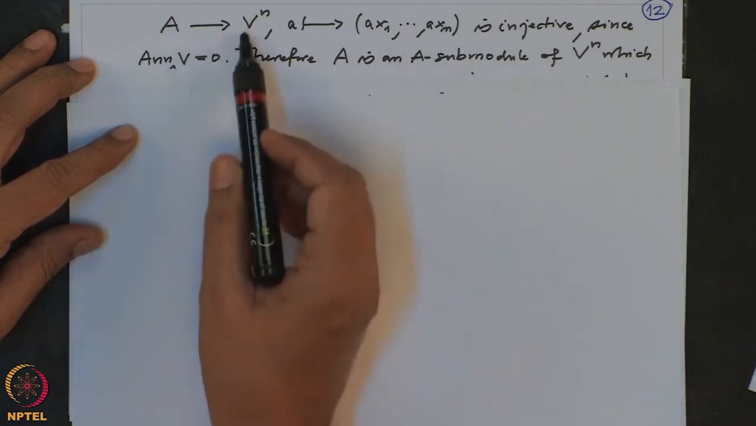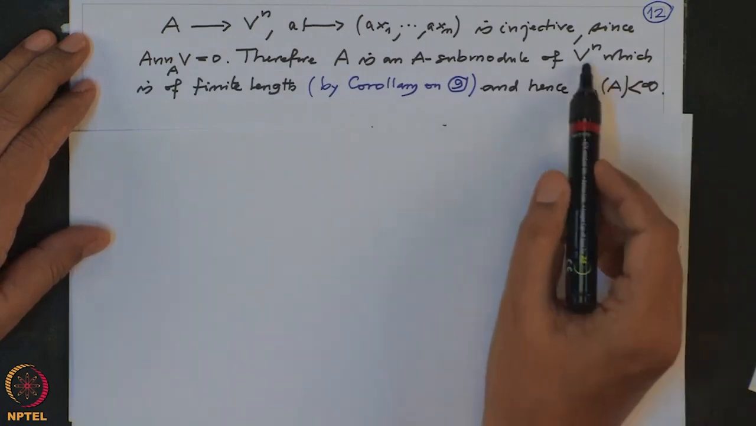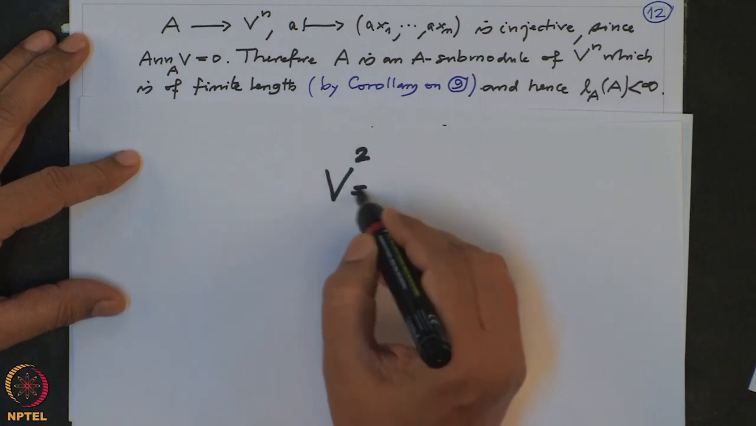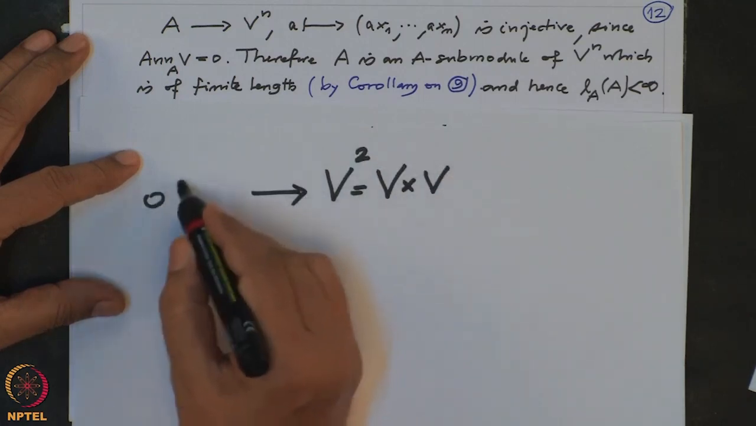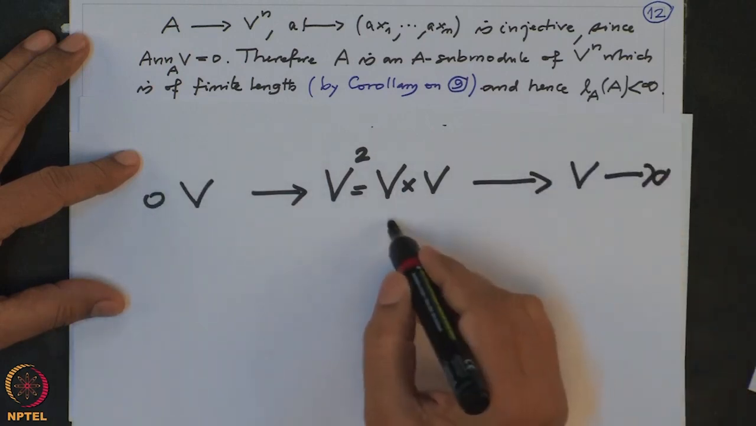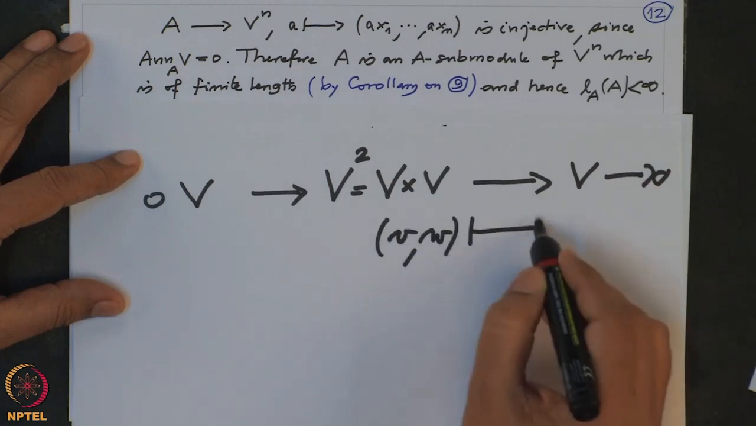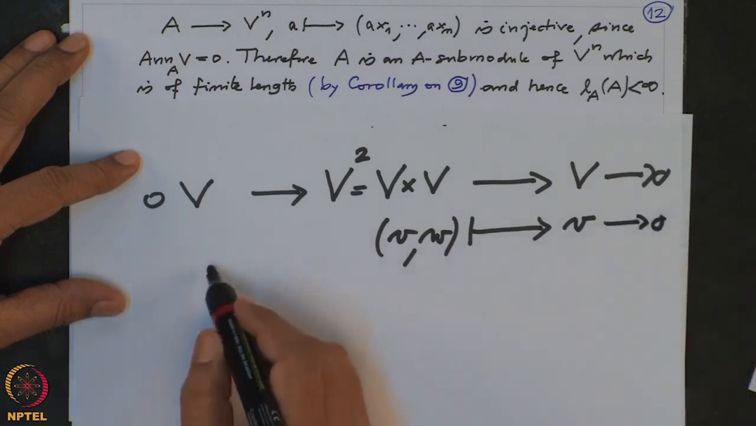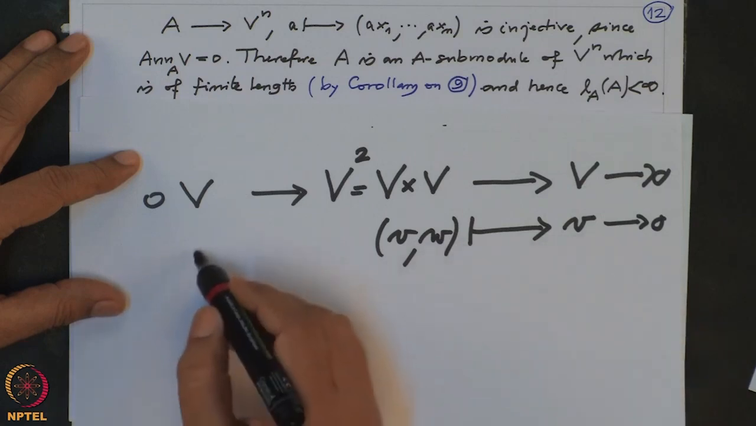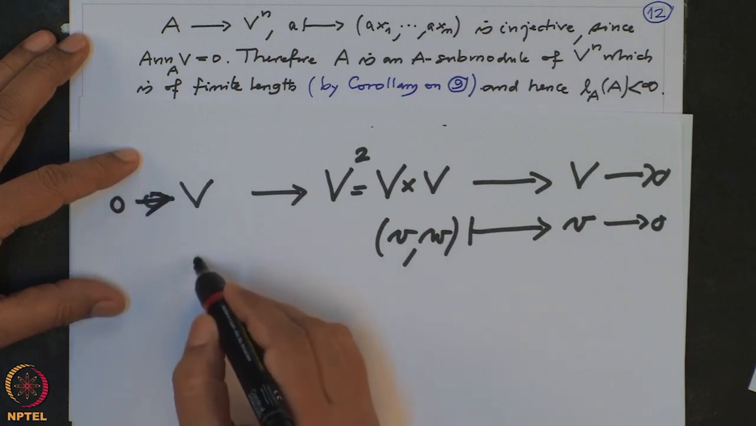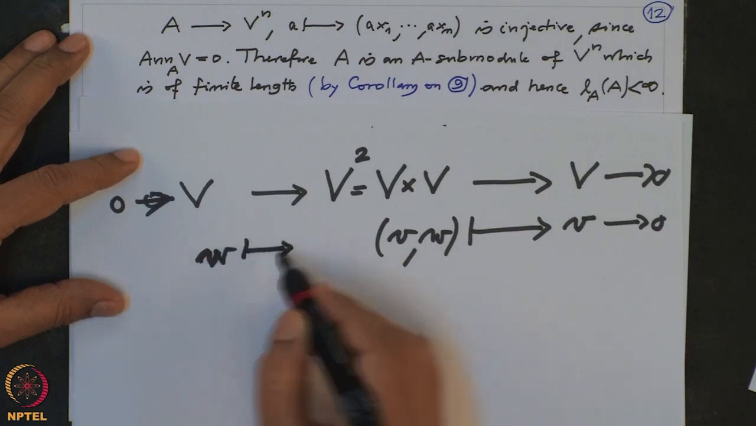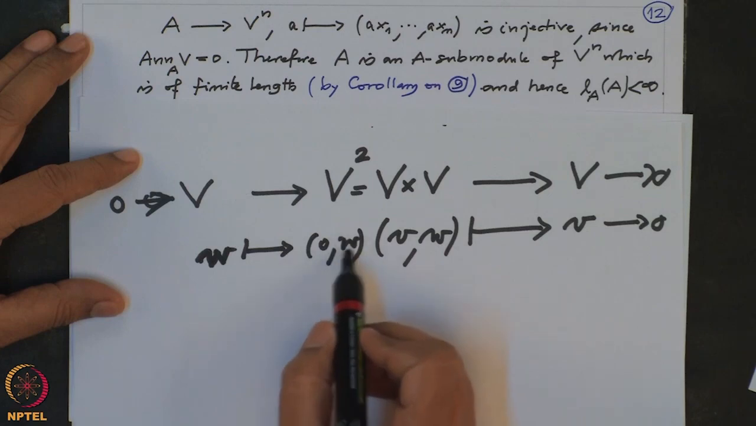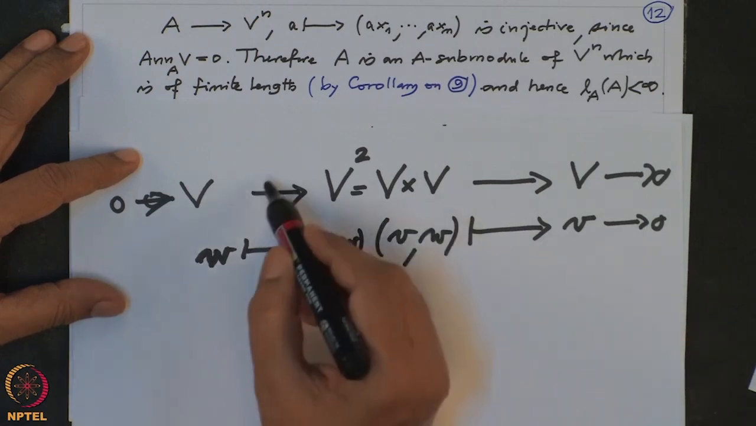Therefore, A is a submodule of V power n, and we know that V is of finite length, and therefore V power n is also finite length because you do it by induction. See, for example, V^2, this is V cross V, and we have an exact sequence which connects V and V here to 0. This is the projection map, (v, w) goes to v, and this one is the inclusion map. So the kernel should be equal to the image. So therefore, this map is any w goes to (0, w). So the kernel of this is precisely the set where v equal to 0, which is the image of this. So therefore, this sequence is exact.